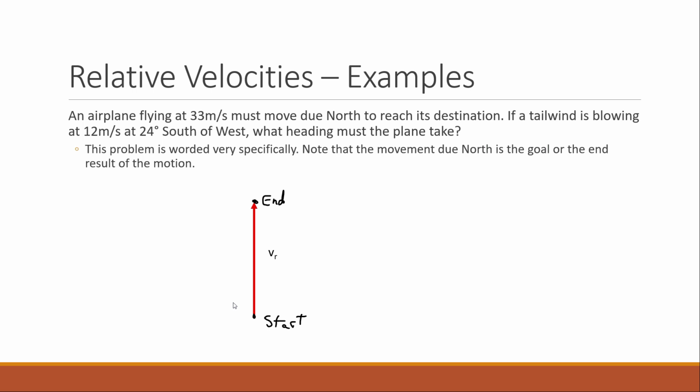The easiest way to start is to start with the thing that you know. We know about the wind. So I will start by adding the wind from my start onward. There we go. I've added in my wind vector. It's 24 degrees south of west and has a magnitude of 12. So from the tip of my wind vector, I need to add a vector that will reach to my end. There it is. And we know the magnitude of this one because we've stated that the velocity of the plane is 33 meters per second.